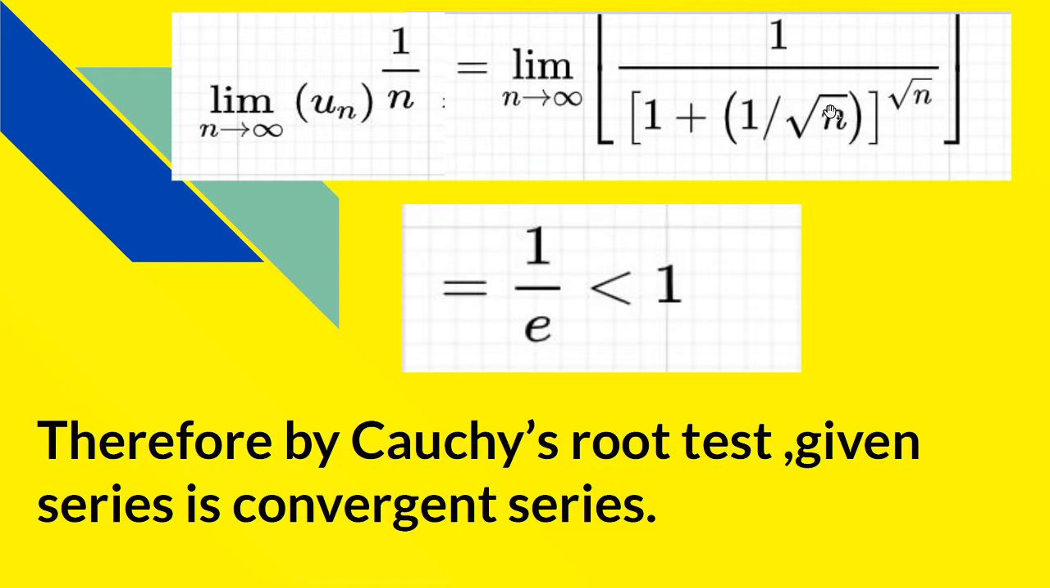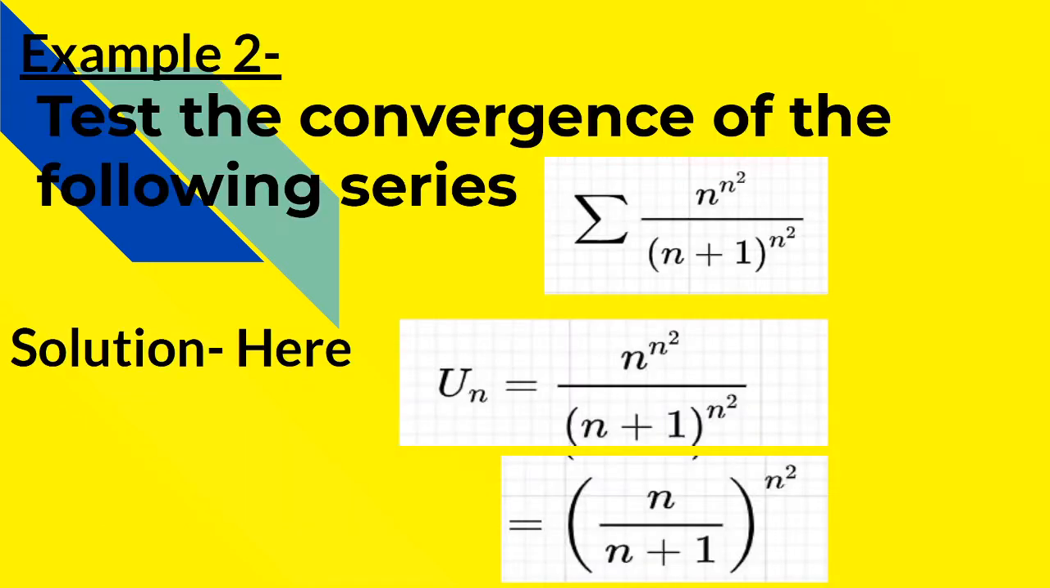And we know that limit n tends to infinity 1 plus 1 upon root n bracket raised to root n will be e, and therefore this RHS will be 1 upon e, which will be less than 1 because e lies between 2 and 3, and therefore 1 upon e will be less than 1. And therefore by Cauchy's root test the given series is convergent series.